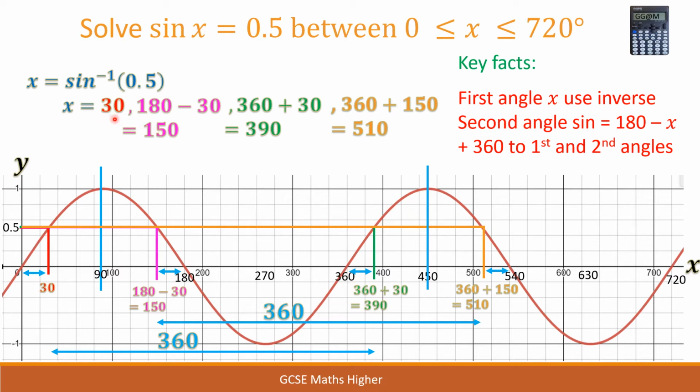So your first one here for 30 was for doing the inverse. The second angle on the sine curve is always 180, take away the angle that you've just worked out. The third angle is 360 plus your first angle, and the fourth angle is 360 plus your second angle. Make sure you've written down these key facts over here in red and highlighted them and stick them in a nice bubble. And make sure you've drawn down the graph so you understand where all the different solutions are coming from. This is how we solve all of them.